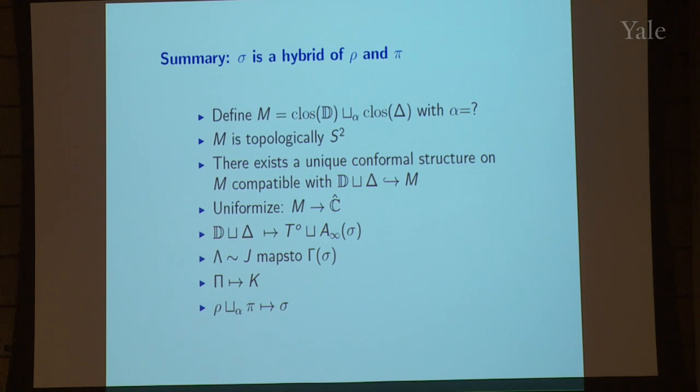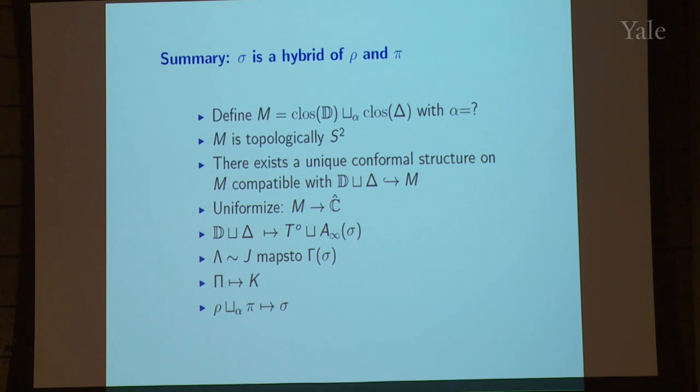And so let me summarize this discussion. I'm saying that the Schwarz reflection sigma is a hybrid of the reflection map and the polynomial pi in the following sense. We take the closed unit disk and the closed exterior unit disk, and we identify their boundaries using the Minkowski question mark function. Then we get a topological sphere, and we claim that there exists a unique conformal structure consistent with the charts given by the open unit disk and the exterior disk, and then we uniformize.